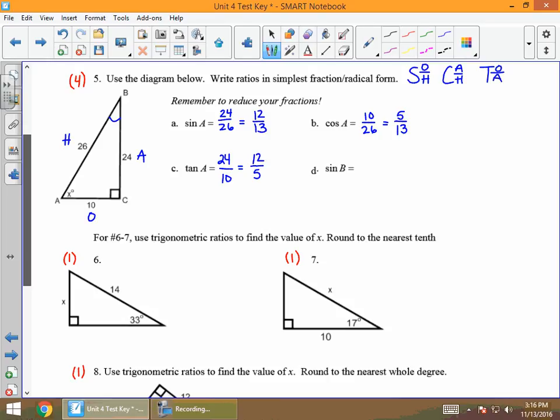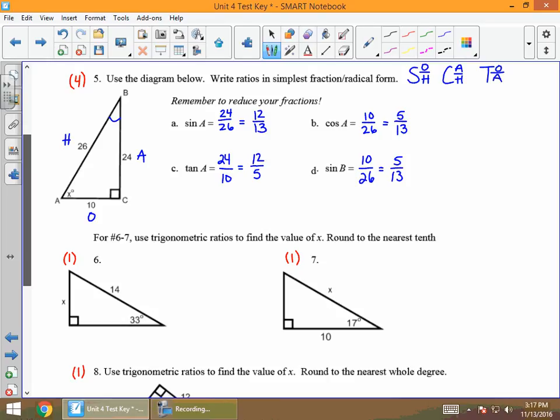So when dealing with angle B, the sine is still O over H, but now the O is 10. H is still 26, and that reduces to 5 over 13. Some people may remember that because A and B are complements, the sine of B would have to equal the cosine of A. So you could have just looked up at the answer to part B and known that it was the same for part D.